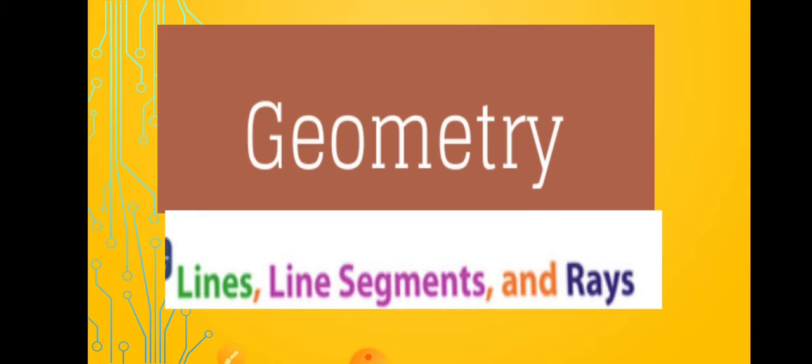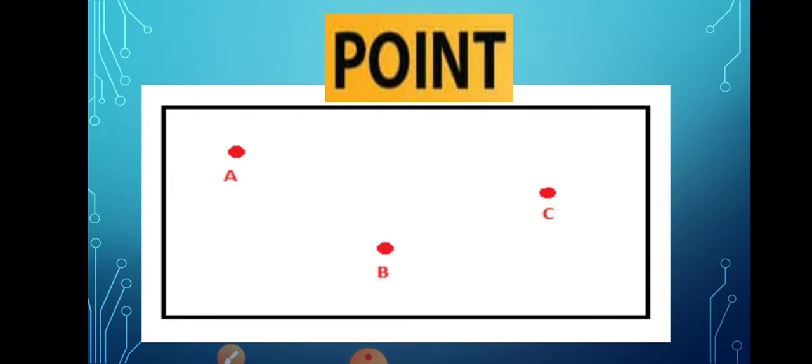In geometry we are going to discuss about point, lines, line segments and rays. So let's start. Firstly we are going to learn about point. A point shows exact location. It is represented by a dot. Like this, point A, point B, we can name the dot with a capital letter A, B and C. It has no dimension. It has no dimension means no length, no breadth or height.